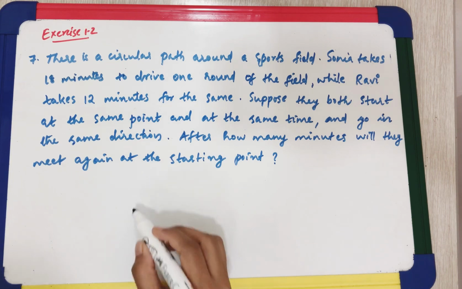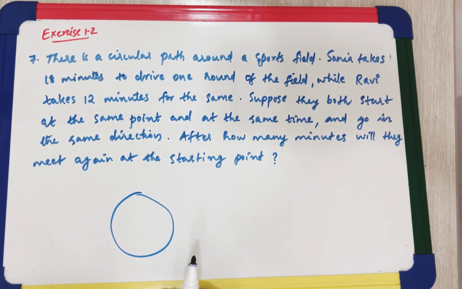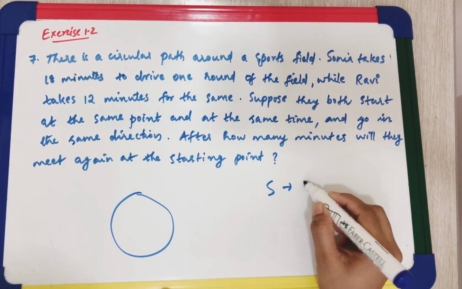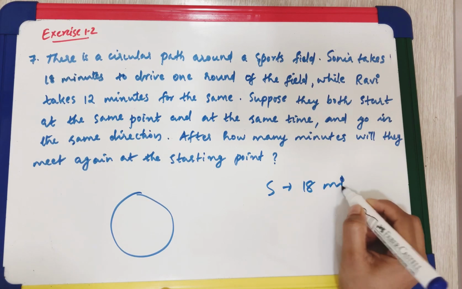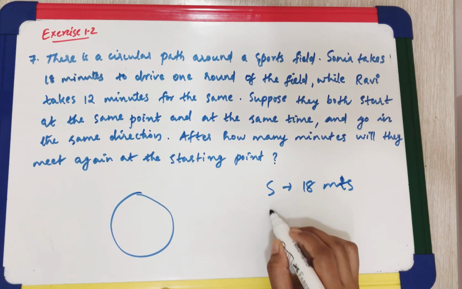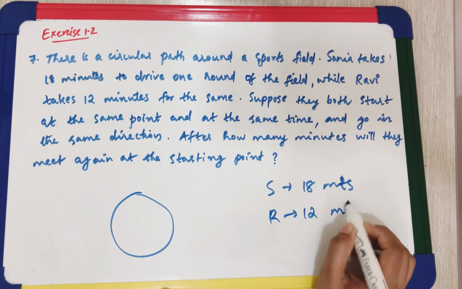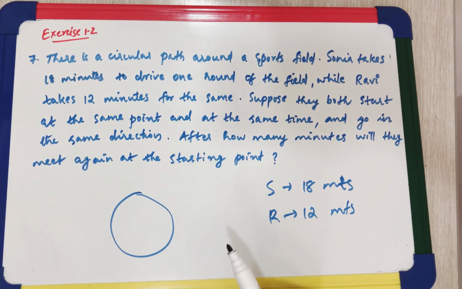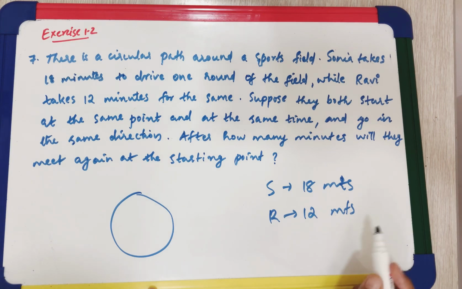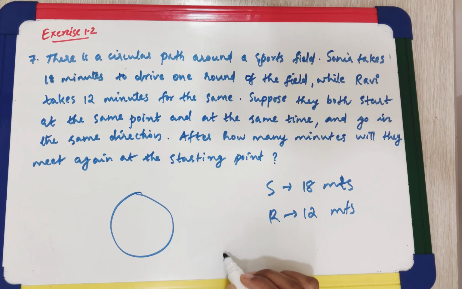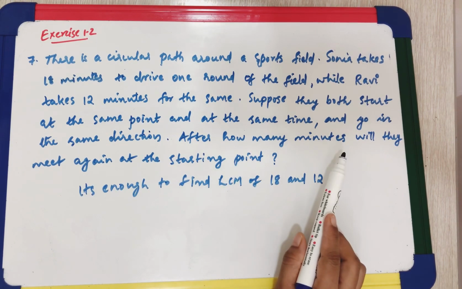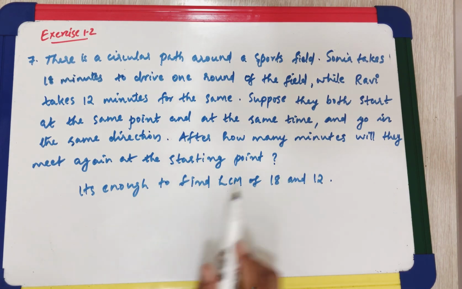The question is, there is a circular path around a sports field, and Sonia takes 18 minutes to drive one round and Ravi takes 12 minutes to drive one round. The question is, if they start at the same point at the same time and travel in the same direction, after how many minutes will they meet again at the starting point? So it's enough to find the LCM of 18 and 12.